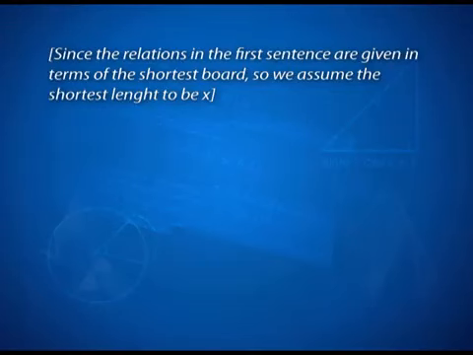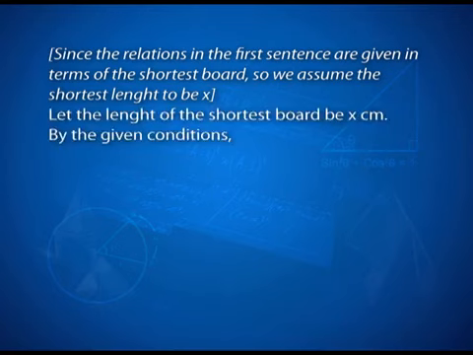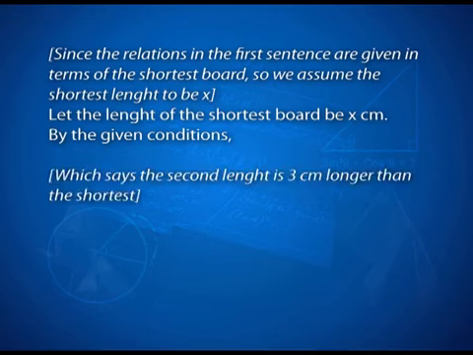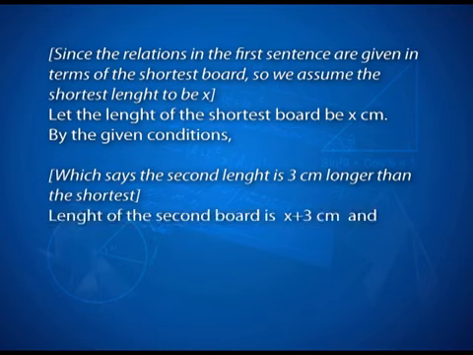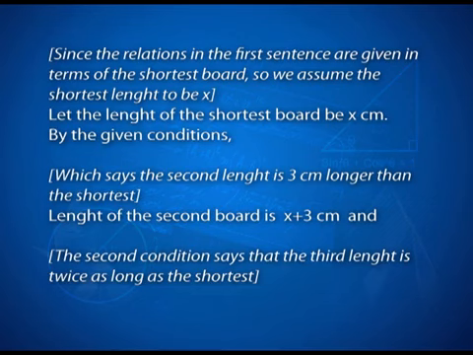Since the relations in the first sentence are given in terms of the shortest board, we assume the shortest length to be x centimeters. Therefore, let the length of the shortest board be x centimeters, and given conditions now, which says that the second length is 3 centimeters longer than the shortest. Therefore, length of second board is x plus 3 centimeter, and the second condition now says that the third length is twice as long as the shortest.